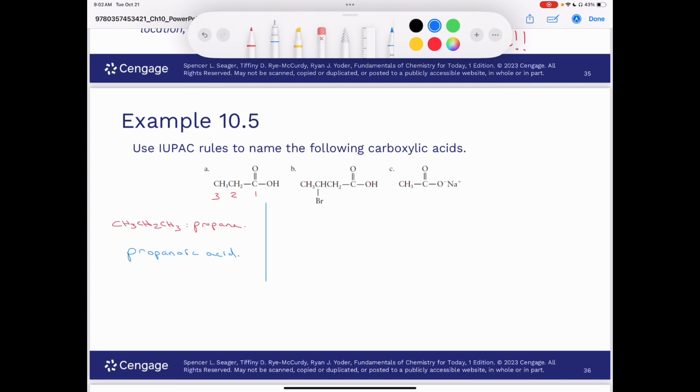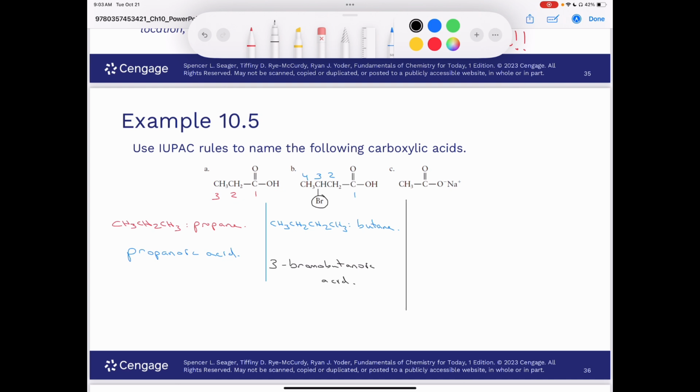Now, if we look at B, B has a total of 1, 2, 3, 4 carbons in it. And we know that if we had a 4 carbon hydrocarbon, it would be what? Butane, right? So we're going to drop that E. And so this compound would be a butanoic acid derivative, but you see that you have a bromo here on the 3rd carbon. And so this would be 3-bromobutanoic acid.